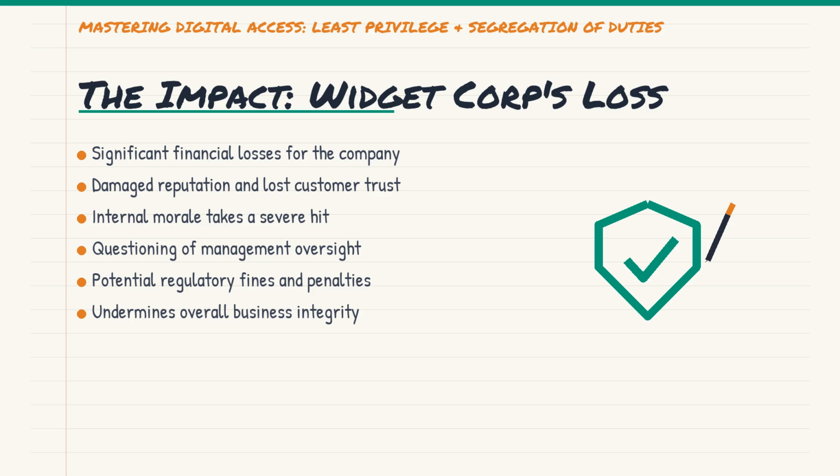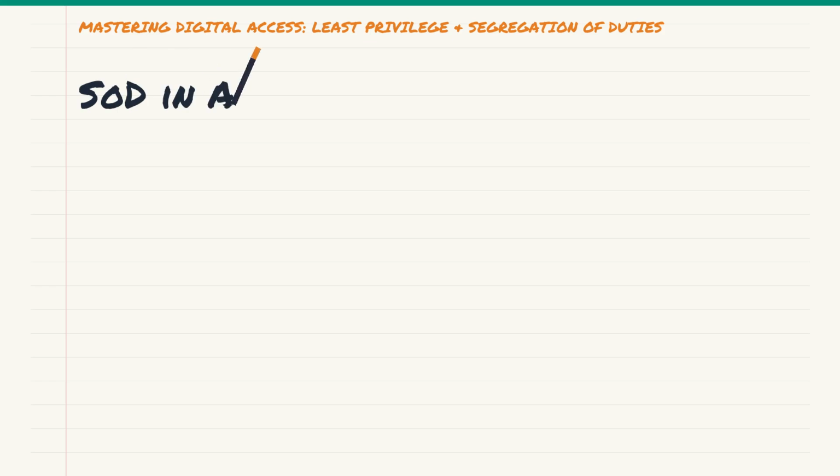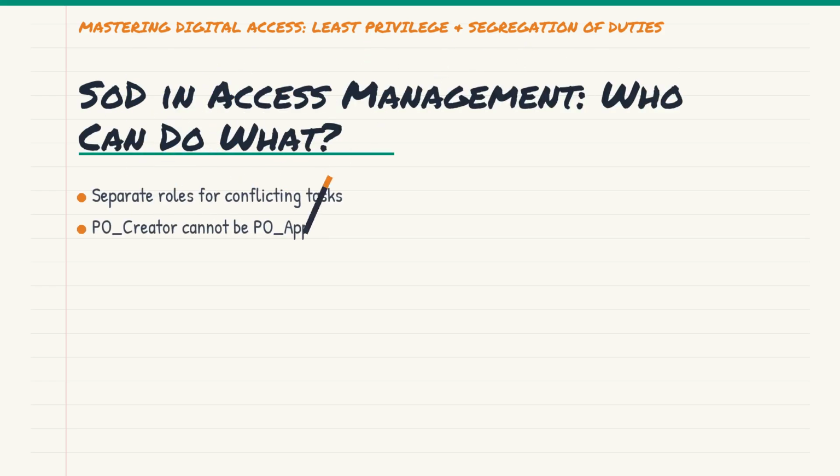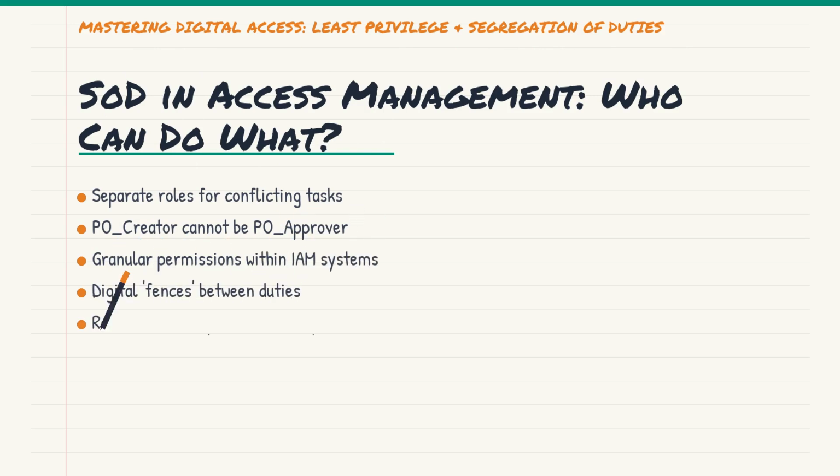It's not just about losing money, it's about the entire organization taking a hit, highlighting why robust internal controls like SOD are non-negotiable for business health. This incident can also trigger regulatory fines if proper controls were mandated. So, how do we prevent this? By baking SOD directly into our access management systems.